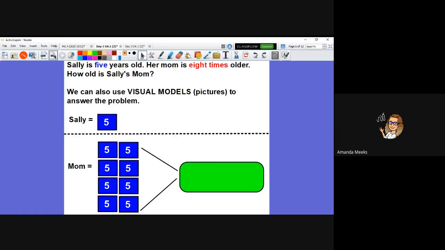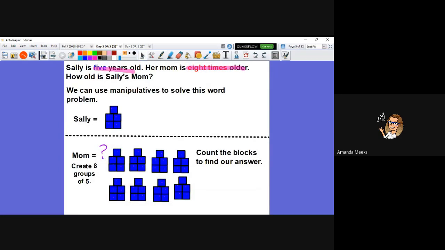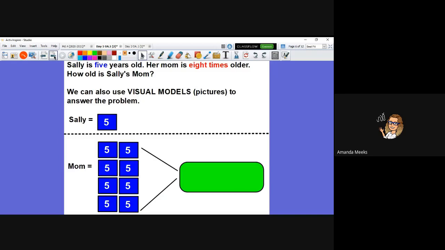You could also use the same type of problem with visual models or a picture. And this would be really important this year because it's going to be harder to use manipulatives, right? So we could say, draw a picture with a square, whatever you want. I don't care if it's a smiley face, triangle, whatever, and represent this. 1 represents Sally, and Sally is 5 years old. Then we can take and make, again, 8 groups of 5. Instead of counting by 1s like we did here, we could simply count by 5s. In multiplication, this is called skip counting. So you skip count to find your answer. Now, we haven't talked about the answer yet.